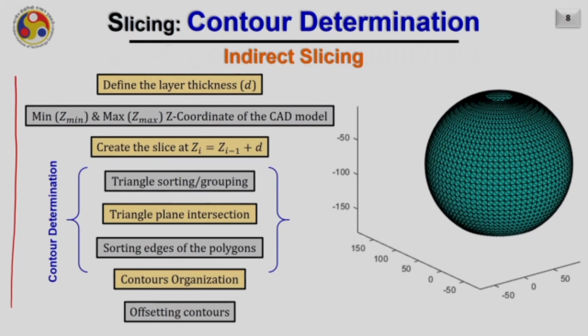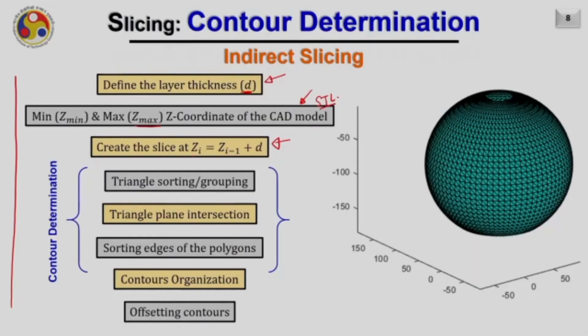The first step in slicing is to define the layer thickness, and I am defining it by D here. Then we have to obtain the minimum and maximum value of the Z coordinates from the CAD model, which is our STL file. It is very easy to obtain because it is a collection of triangles. If you are using MATLAB, you just use the max or min function on the array of Z coordinates.